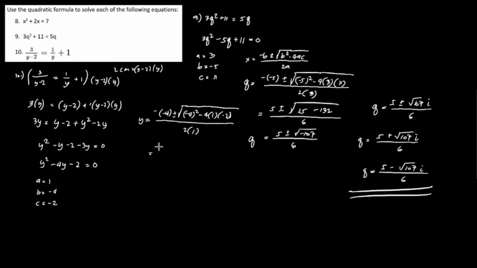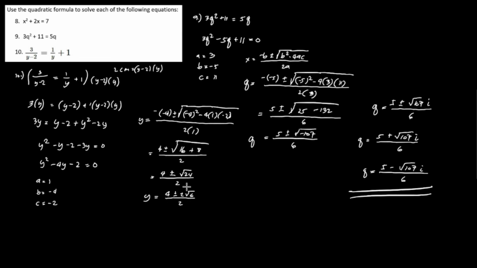And negative times negative 4 is positive 4, plus or minus. Negative 4 times negative 4 is positive 16. Negative 4 times 1 times negative 2 is positive 8. And divide by 2 times 1, or 2. And this is 4 plus or minus the square root of 16 plus 8, or the square root of 24, all over 2. 4 plus or minus the square root of 24, which is 4 times 6, and the square root of 4 is 2, square root of 6, and divide by 2.